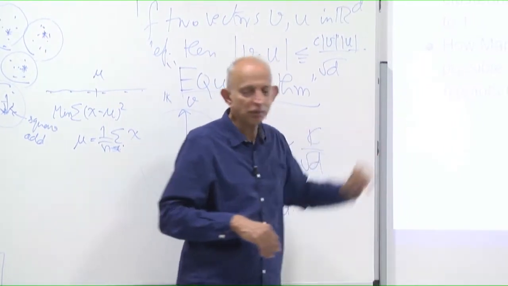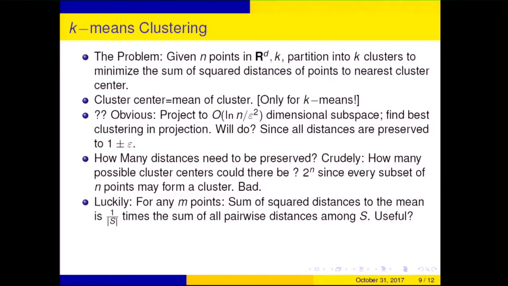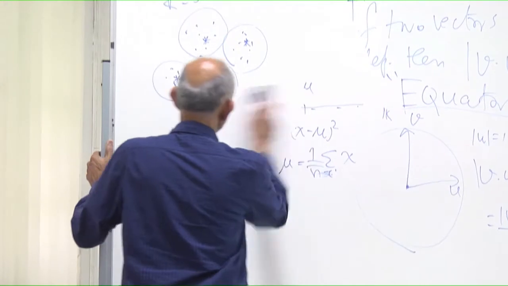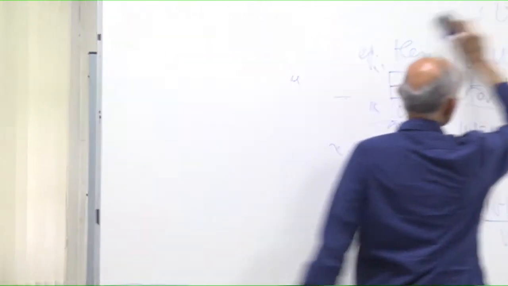Okay. This is false. But for k-means, there's an easy fix, which doesn't apply to other criteria. Okay. Luckily, for any m points, one can prove that the sum of squared distances to the mean, S is a set of points, sorry, is the average sum of pairwise distances among all of S. So let me just draw that. I should prove that. I should have proved that on the slide. I'm going to write down a proof on the board. I didn't have time to.